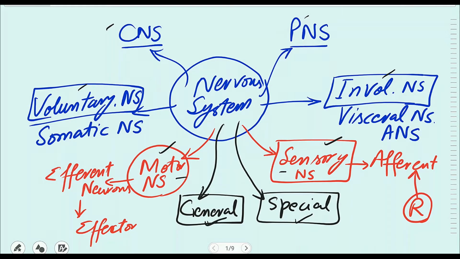These are the basic classifications of the nervous system, and if you understand these basic classifications, then the advanced concepts of the nervous system will be easy and nervous system anatomy will be interesting for you. So keep focused and I'll explain all these categories one by one.